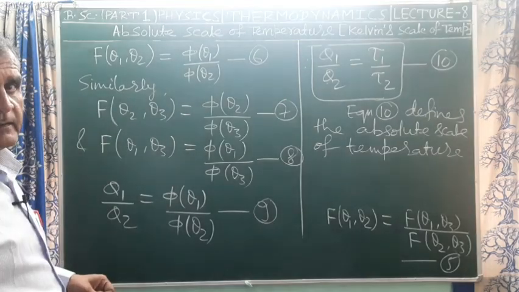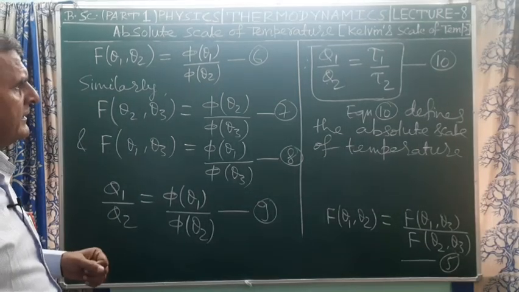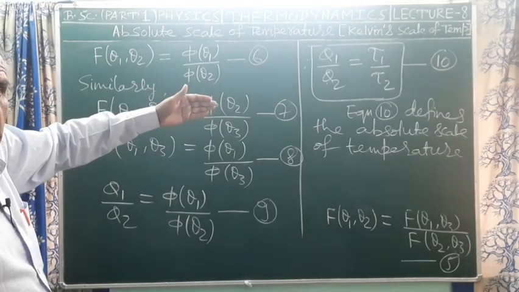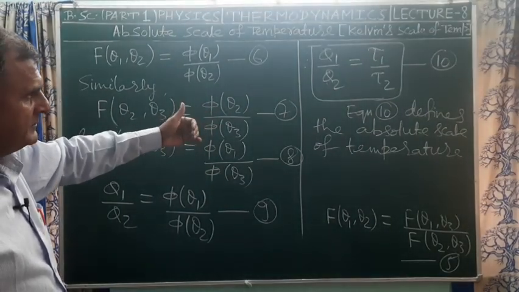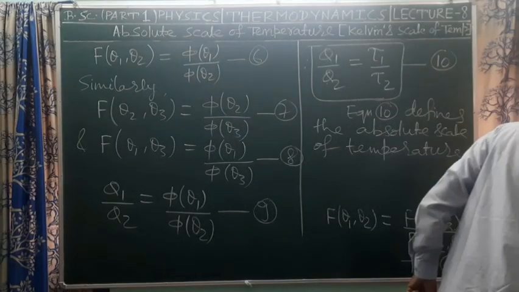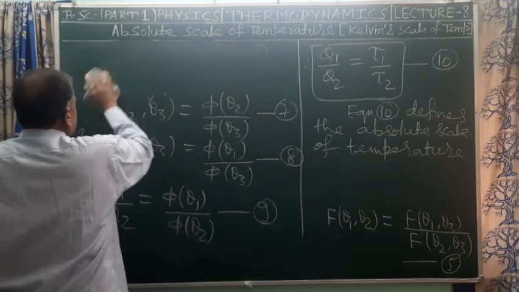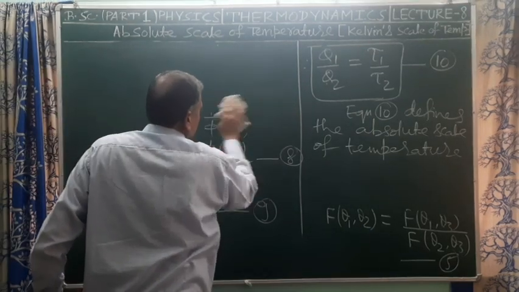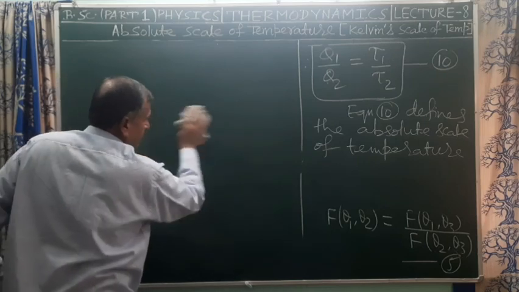That is, the ratio of heat taken from the source by the working substance of the reversible heat engine at temperature tau 1, and Q2 is the amount of heat rejected to the sink by the working substance of the reversible heat engine at temperature tau 2. Now, zero of this temperature scale, that is absolute scale, is absolute zero temperature, and no negative temperature is possible on the absolute temperature scale.